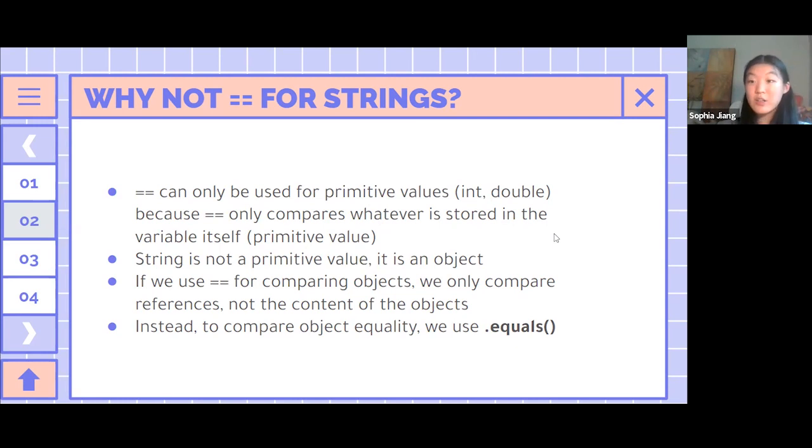Instead, a string is something called an object, which is a bit more complex than a primitive, and it has more functions. If we use equals equals for comparing objects, we only compare their references, not the actual content of the objects. Now, this might be a bit confusing at this point, but it will be elaborated on further on. But here's the answer to the question before. To compare string equality, object equality, we use dot equals and the parentheses.